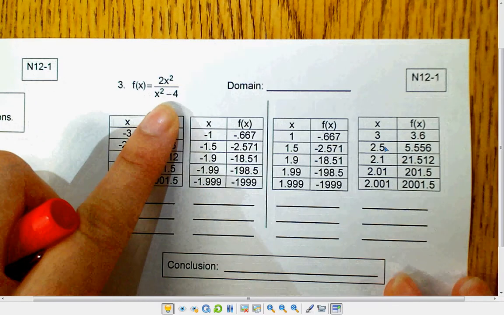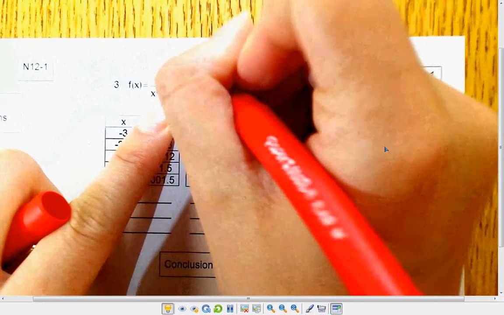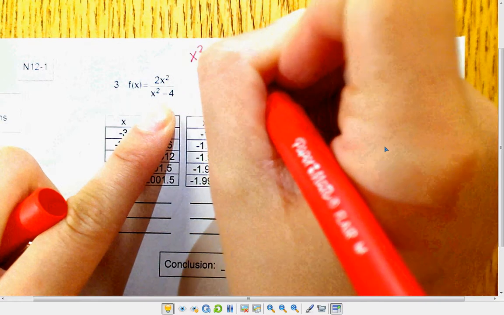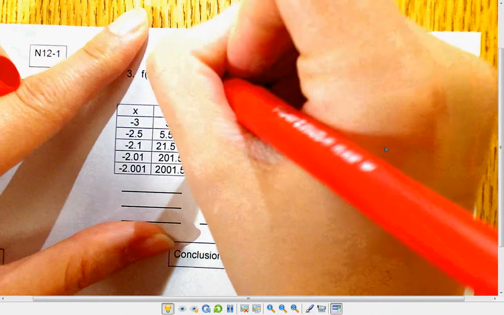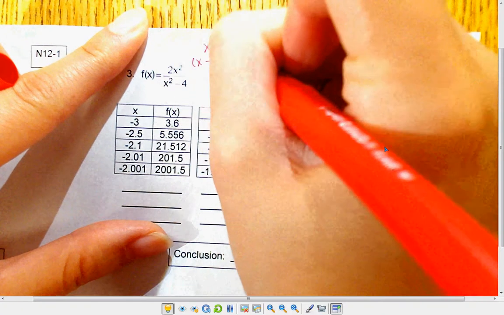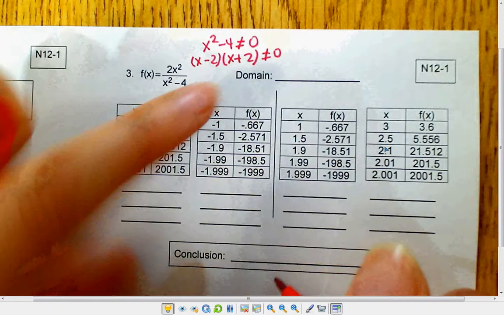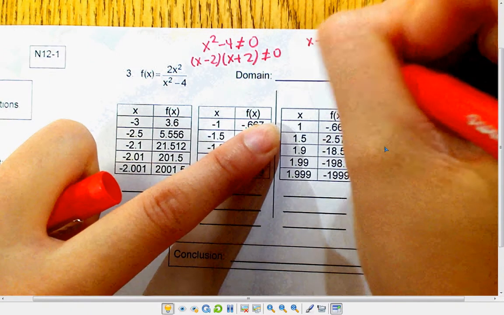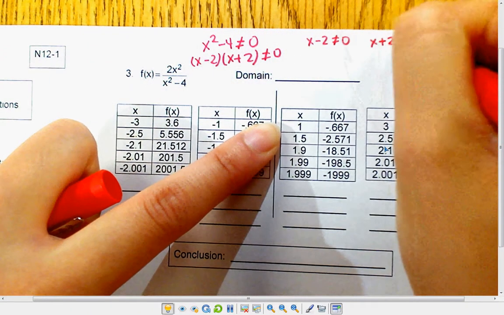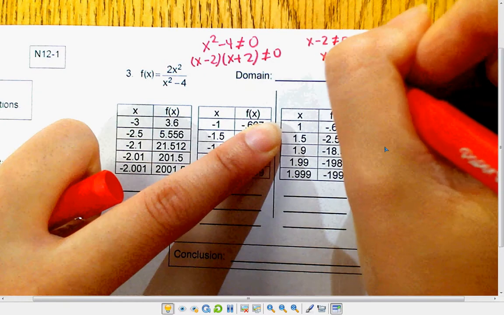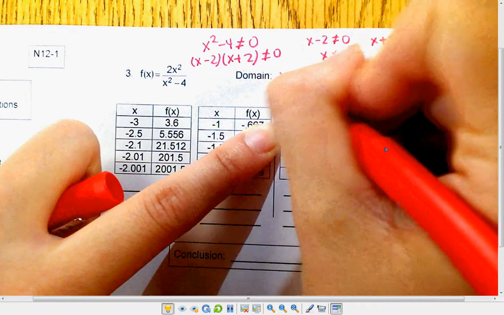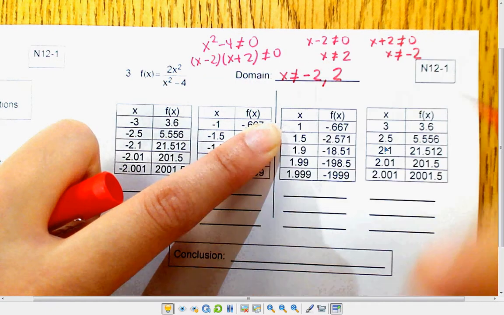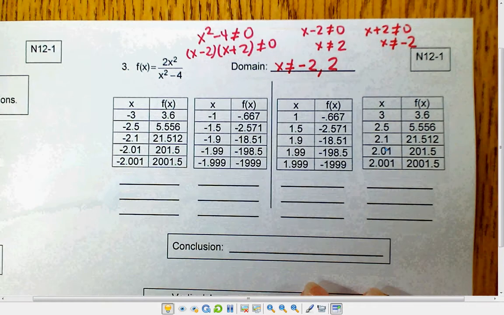Great, let's move on to number 3. So here is my function. We're going to start off again by finding the domain. We know the denominator can't be equal to 0. This is a case where we have to first find the factored form of this. This is the difference of squares, so we know x minus 2 times x plus 2 cannot equal 0. If we separate them into two separate ones, x minus 2 can't equal 0 and x plus 2 cannot equal 0. We end up with x does not equal positive 2 and x does not equal negative 2. So our domain is x cannot equal both negative 2 and positive 2. We have two separate restrictions here.